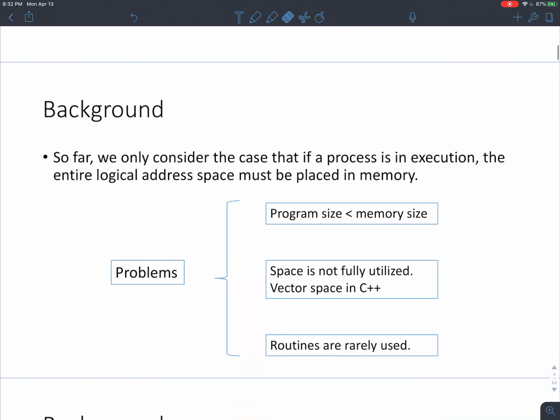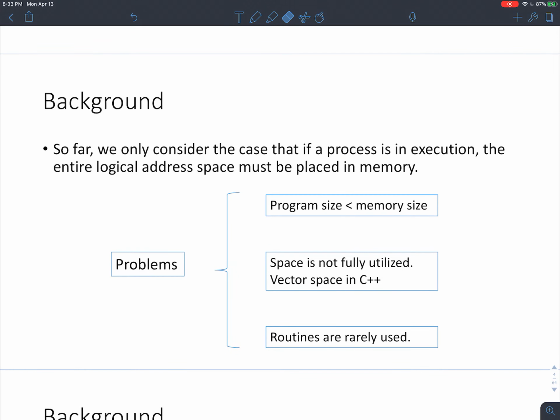And today, first, let's get some background. So far, we only considered the case where one process is in execution, and the entire logical space is already placed in the memory. First, let's talk about what is the difference between virtual memory and physical memory.